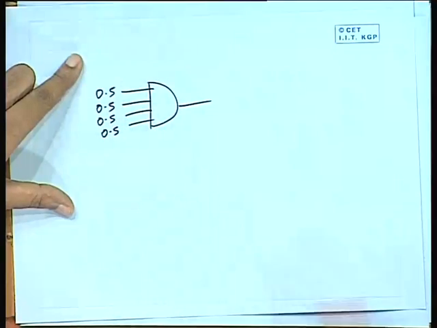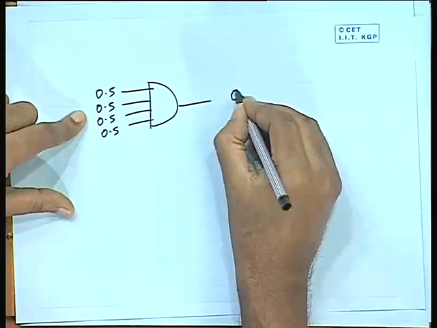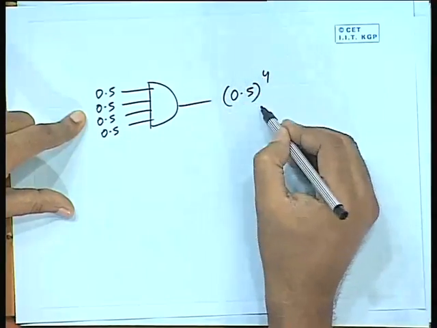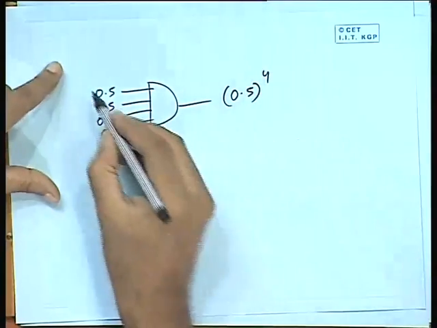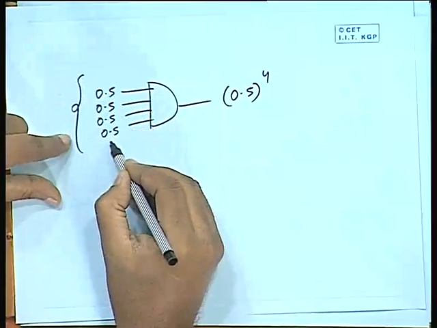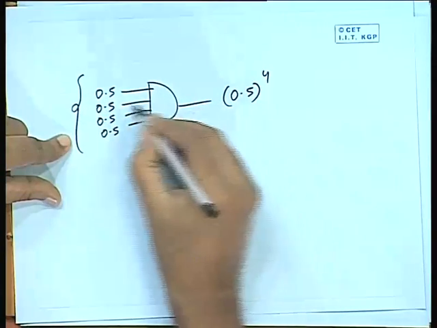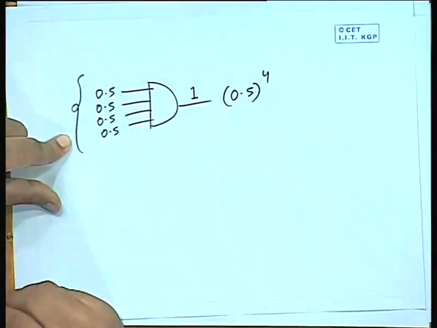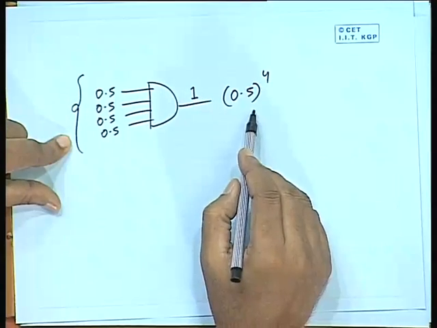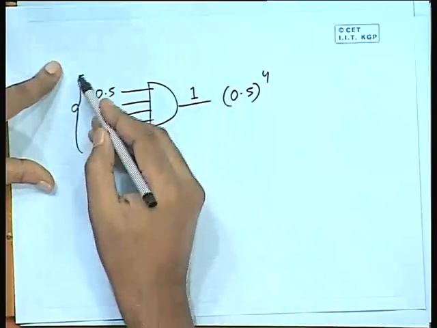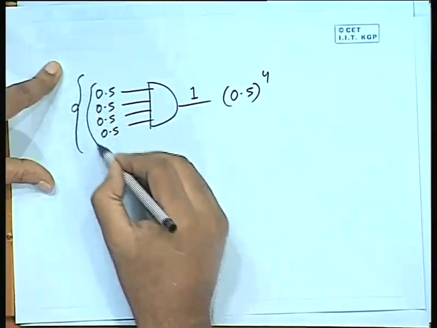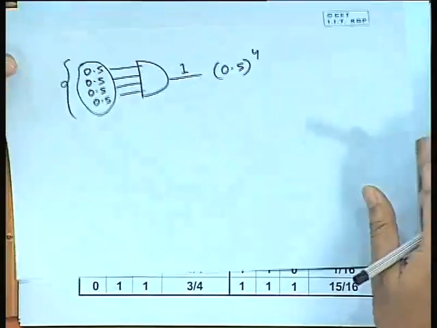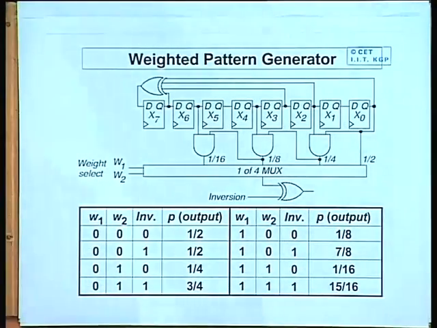So, the probability that the output will be 1 will be 0.5 to the power 4. This is a very small number, which means that if you apply pure pseudo random patterns, the probability that you will get a pattern which will generate a 1 in the output is very less. So, for this purpose, possibly you will have to generate a weighted random pattern whose input probabilities are higher than 0.5, right. This can be done very easily.